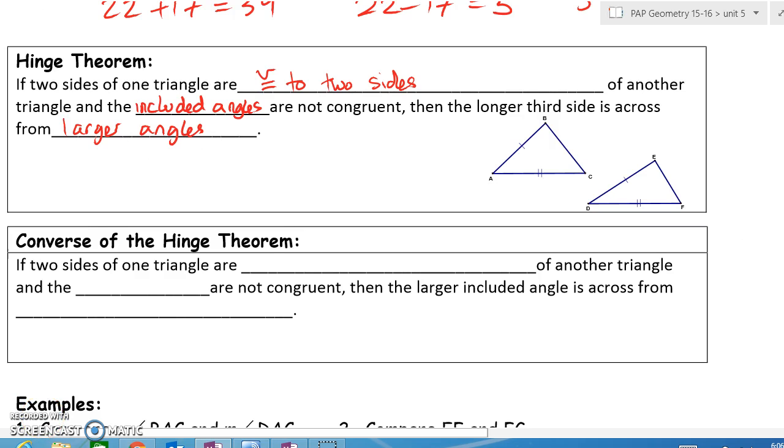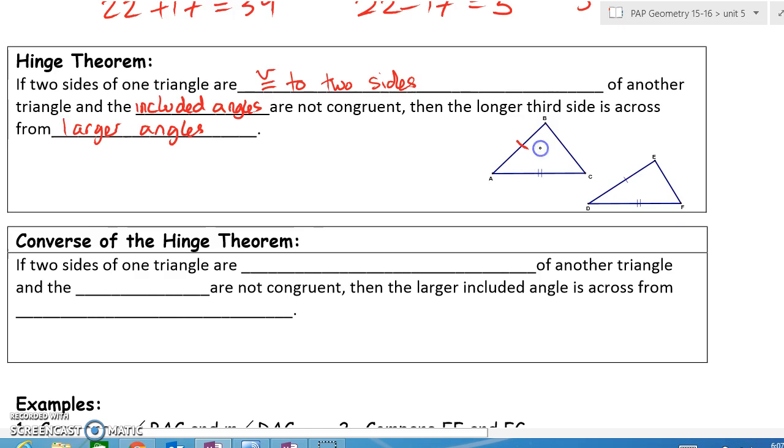Again, fill in the blanks. If two sides of one triangle are congruent to two sides of another triangle, and the included angles are not congruent, then the longer third side is across from the larger angle. Well, that sounds like a whole lot of confusion. Let me try and spell that out for you.